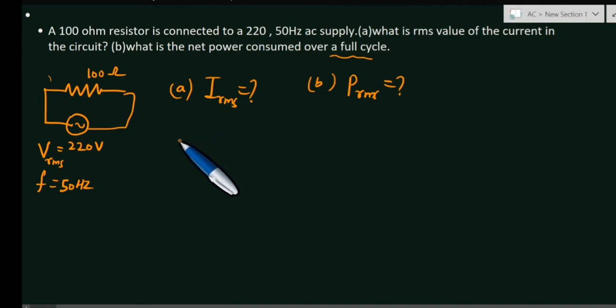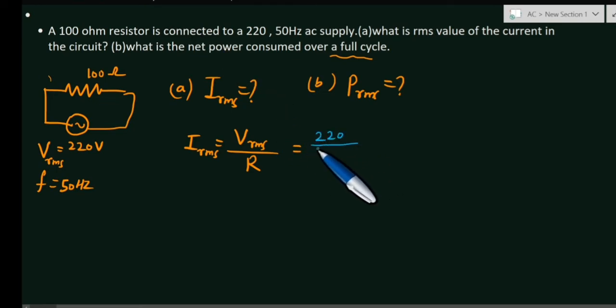So IRMS is equal to VRMS divided by R. If you substitute the value of VRMS, that is 220 volt divided by the value of R, 100 ohm, the value comes out to be 2.2 amps. This is the value of IRMS.